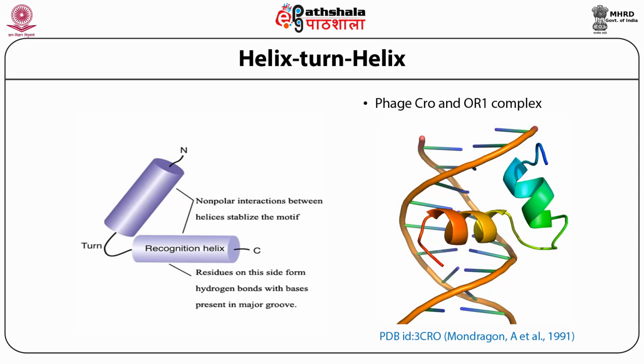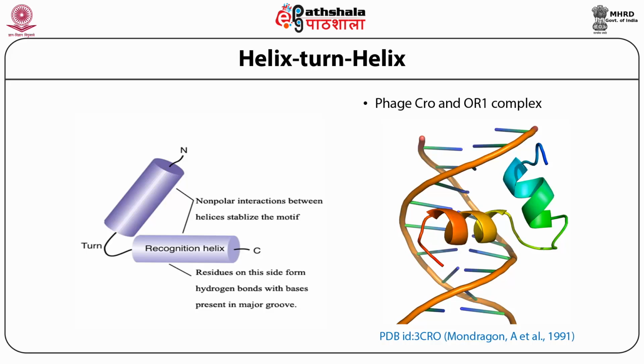Here you can see the figure of the helix turn helix. The N-terminal helix doesn't bind to DNA, whereas the C-terminal helix, the second helix, is the recognition helix. One side of the helix interacts with the other helix through non-polar interactions, so the orientation of the helix becomes stable, and the other side of the helix, which generally consists of polar residues, enters into the major groove of the DNA, as shown here.